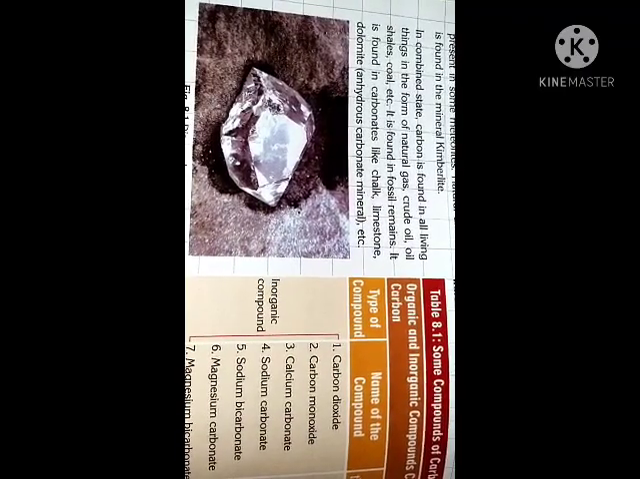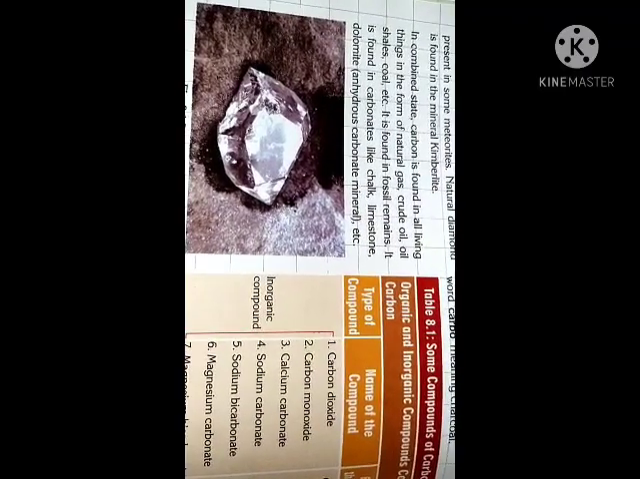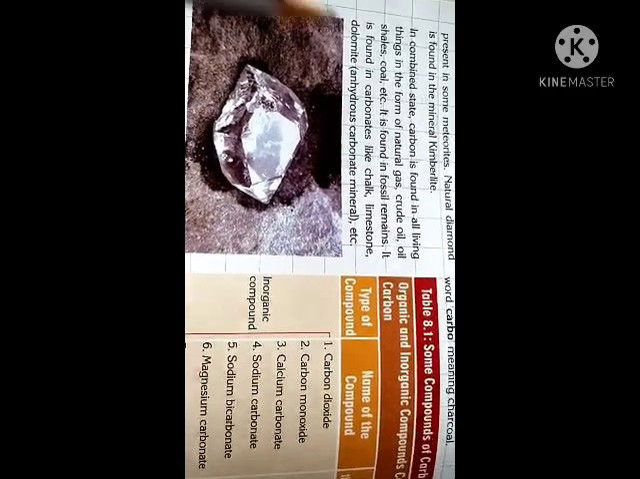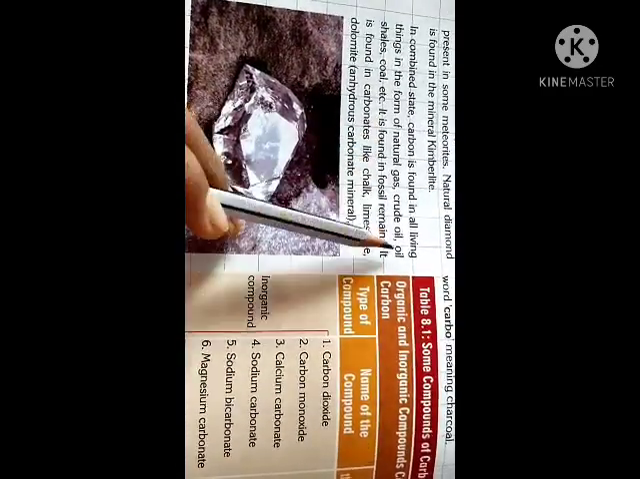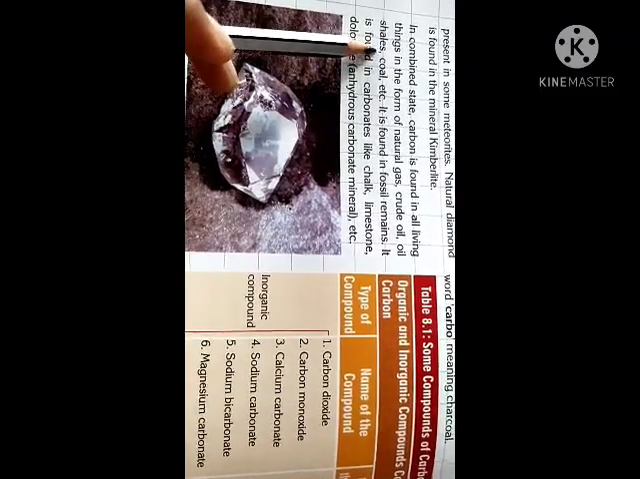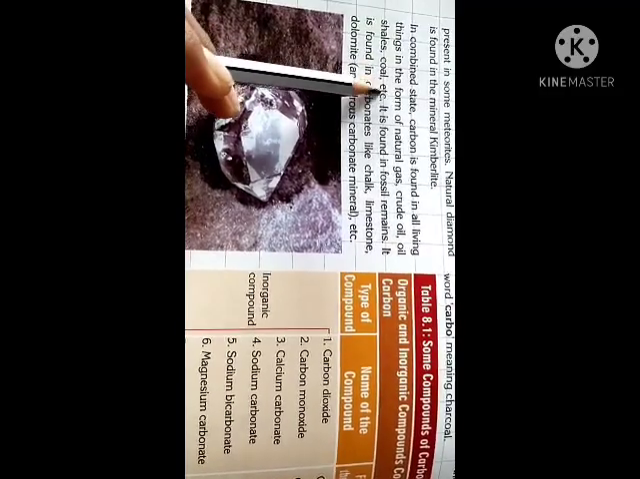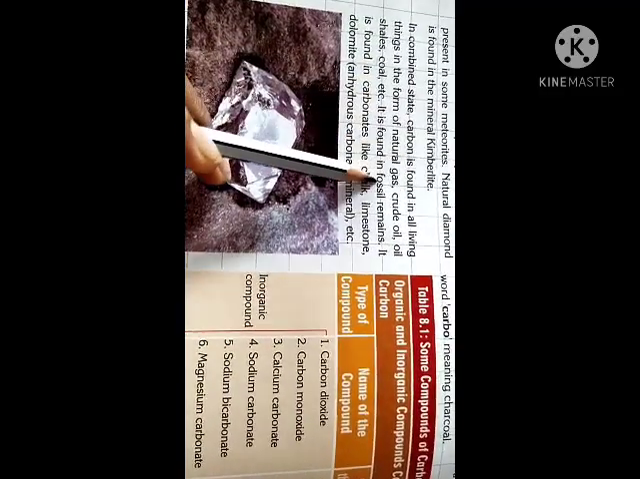Okay, crude oil, oil shales, coal, etc. So here you can see in natural gases, crude oil, oil shales, coal means koila, students. The carbon is found. It is found in fossil remains.